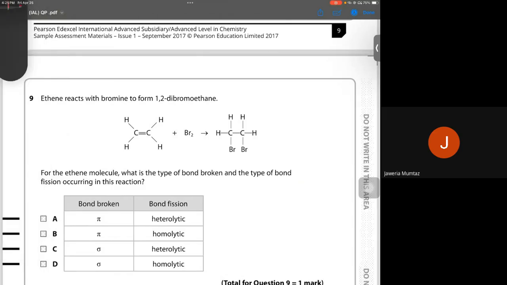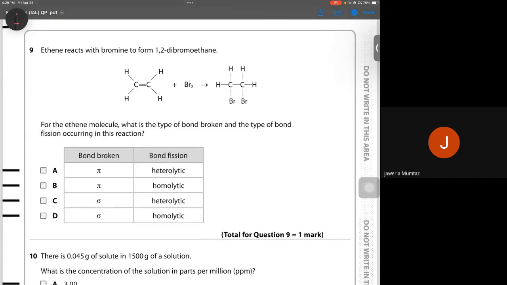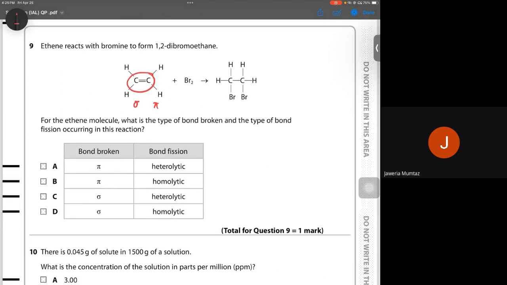They are saying that ethene reacts with bromine to form 1,2-dibromoethane. For the ethene molecule, what is the type of bond broken and the type of bond fission occurring in this reaction? Of course, if you can see the double bond, it means that it has a sigma and a pi bond. When the addition reaction takes place, the pi bond is going to break down.